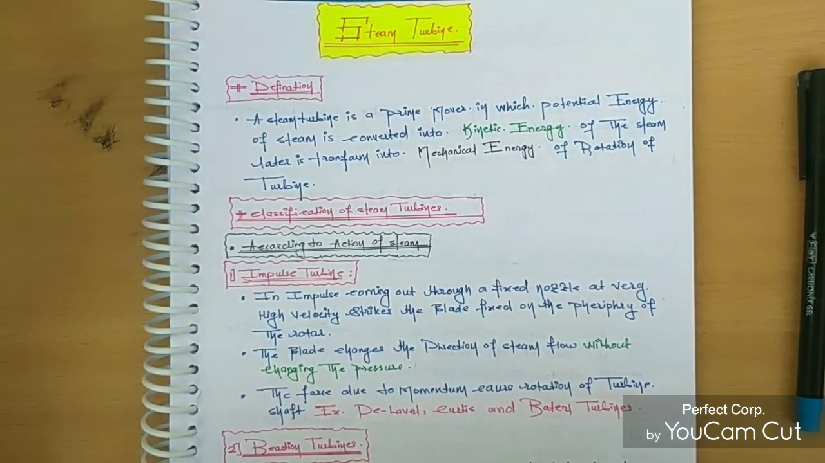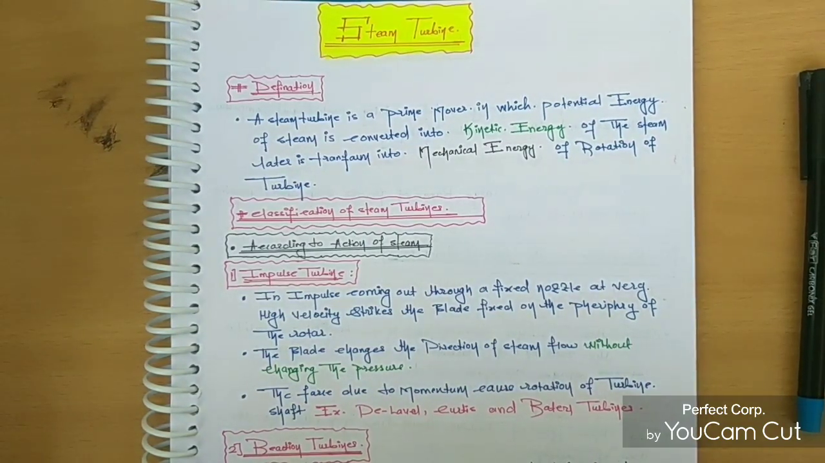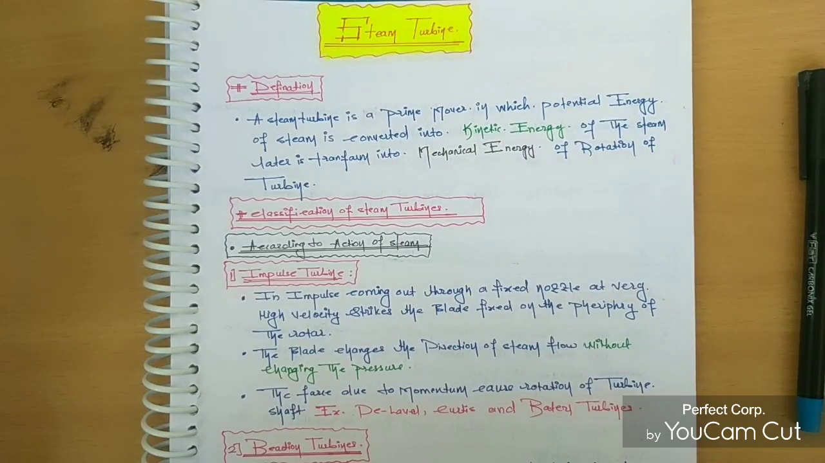So today we just started the topic named steam turbine. Before we go into much detail, I just wanted to give the basic definition of a steam turbine. A steam turbine is a prime mover in which potential energy of steam is converted into kinetic energy, later transformed into mechanical energy of rotation of the turbine.